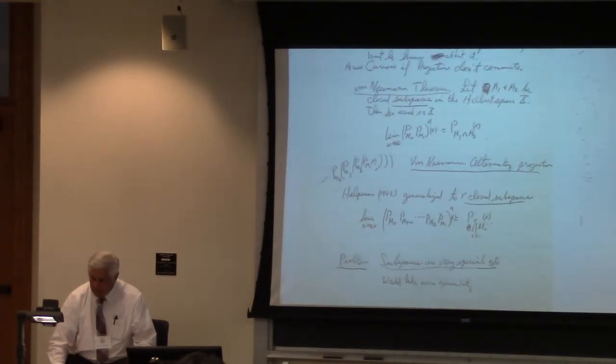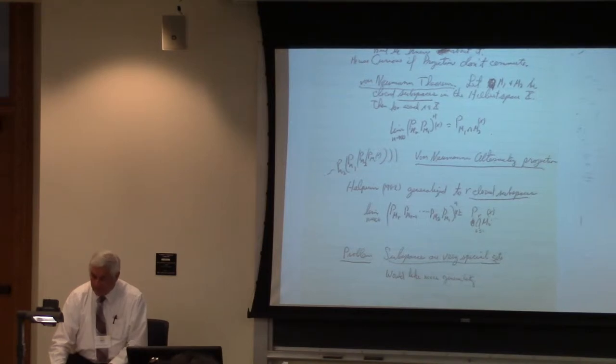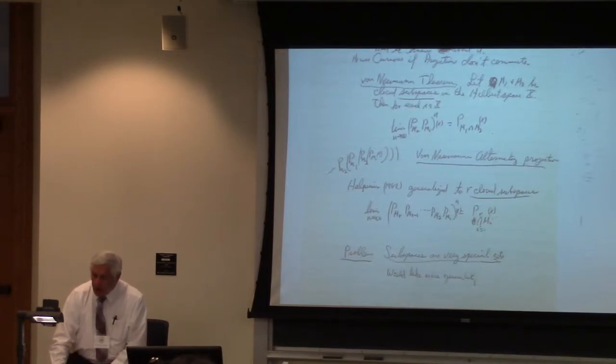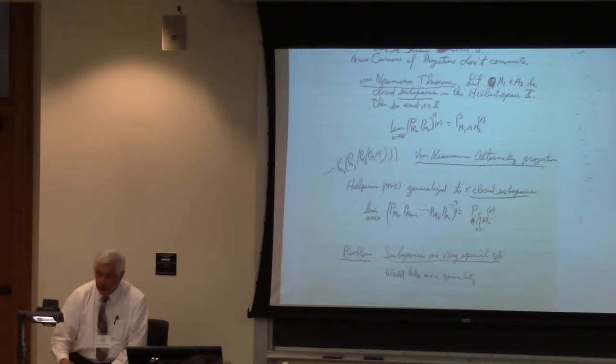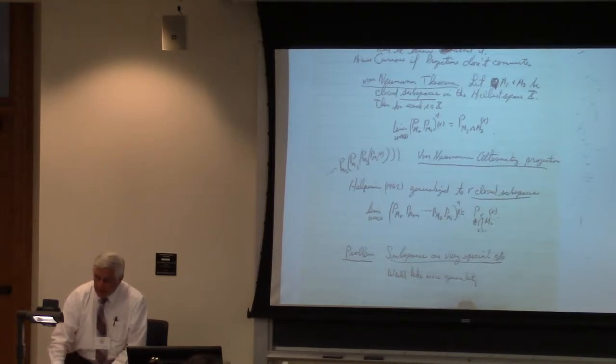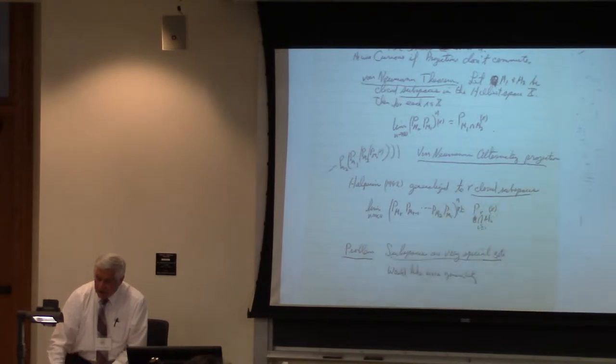But von Neumann didn't prove this result, but he knew about it. He was curious what you do if the projections don't commute. If the projections don't commute, what happens then? And that leads to the self-control of von Neumann there.